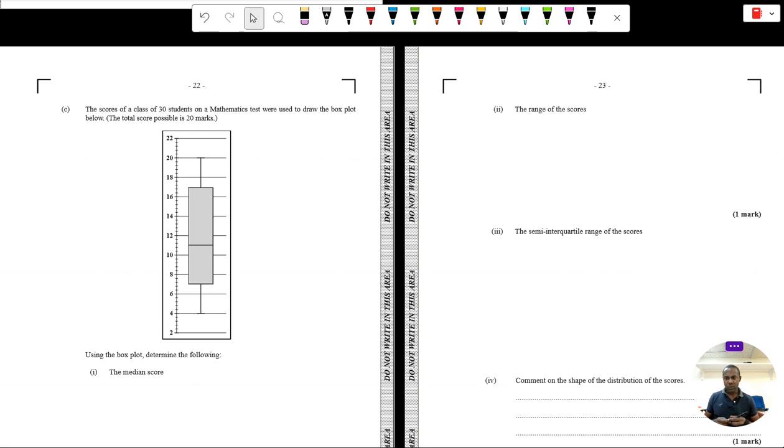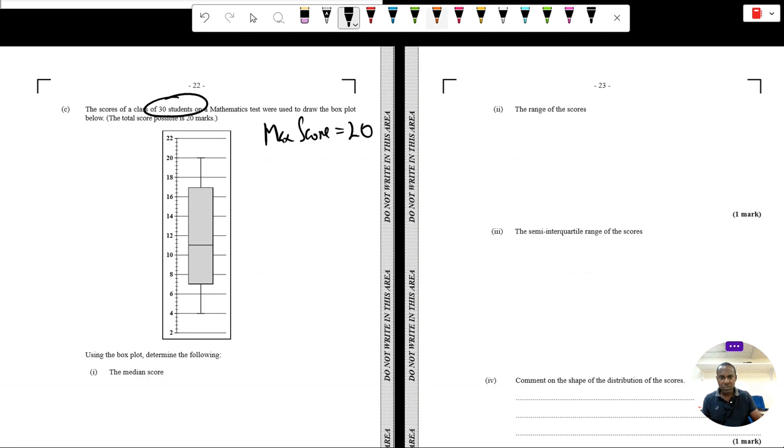Now part C has what looks like a box and whisker plot, which of course is vertical, but we should not be confused by a vertical whisker plot as opposed to, say, a horizontal one, right? Now, the question says the scores of a class of 30 students. So we know that there are 30 students in the class on a mathematics test were used to draw the box plot below. The total score possible is 20 marks. So the maximum score is equal to 20, all right?